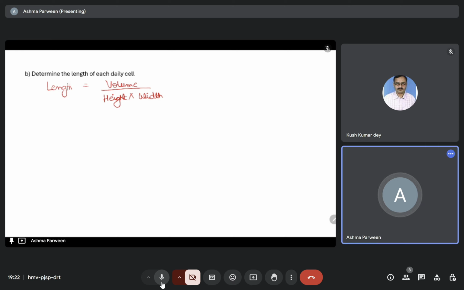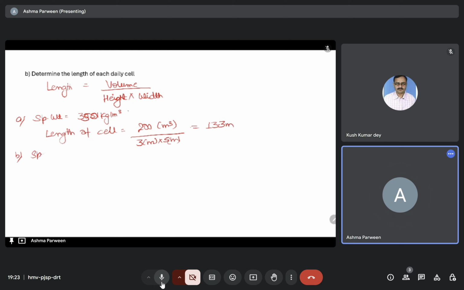Find the length for each cell. So first for the specific weight of 350 kg per meter cube, the length of cell will be, volume we have found out as 200 meter cube, height is given as 3 meters and width is 5 meters. So it's coming out to be 13.3 meter.